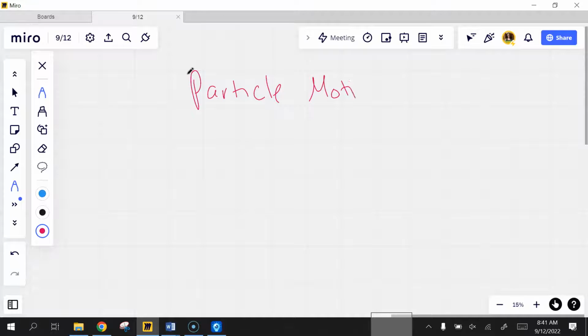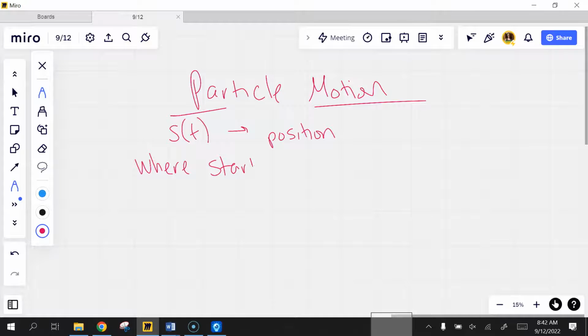Before we add anything to this or make it any harder, let me ask you a few questions. When you're talking about particle motion, you start with a position equation. That's my position. How do you find where you started? 0 for what? T. Because that means that's time 0, right?